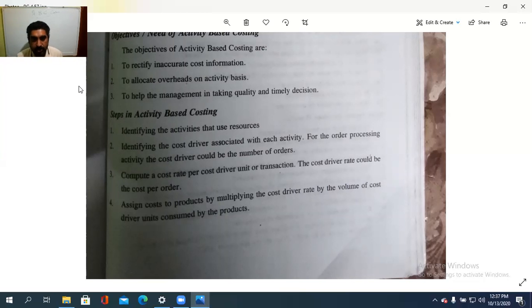Identifying the cost driver associated with each activity. For the order processing activity, the cost driver could be number of orders.